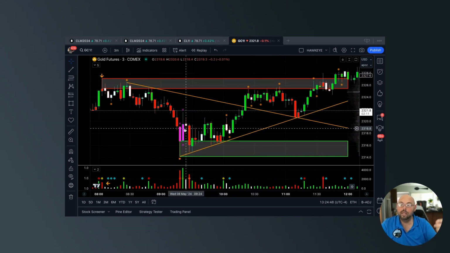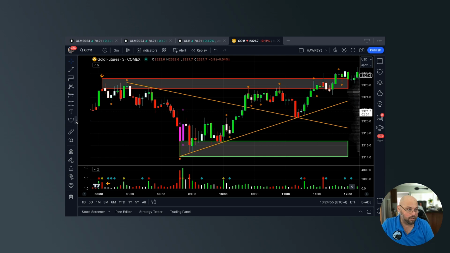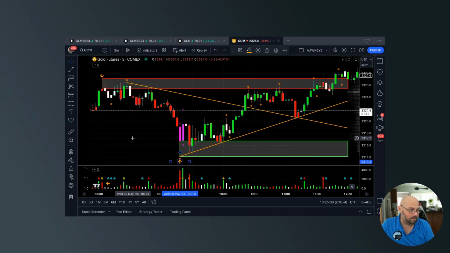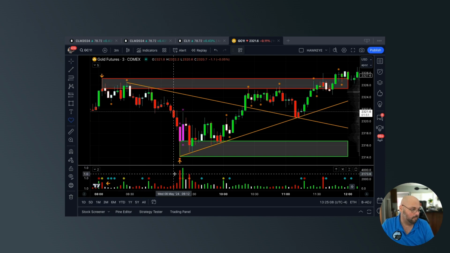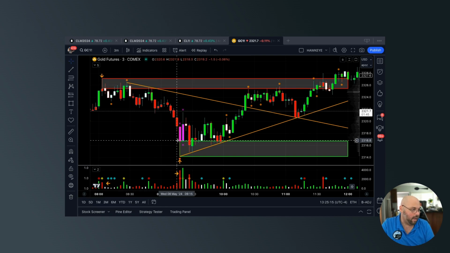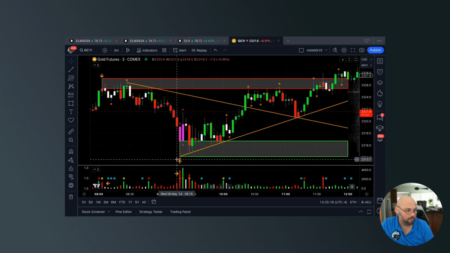How did we identify this support or demand? Well, let me show you. Right here, I want you to look at this candle, and very specifically take a look at this volume bar. Right there, we have ultra high selling volume, and notice we close roughly at the 50% area of the entire span of this candle.